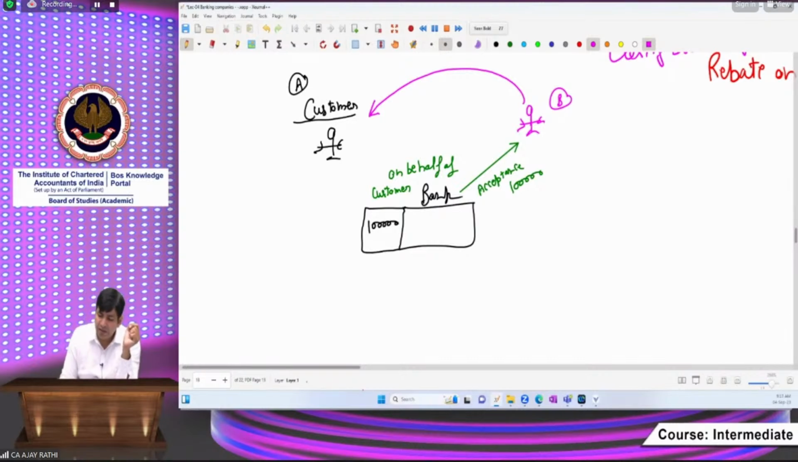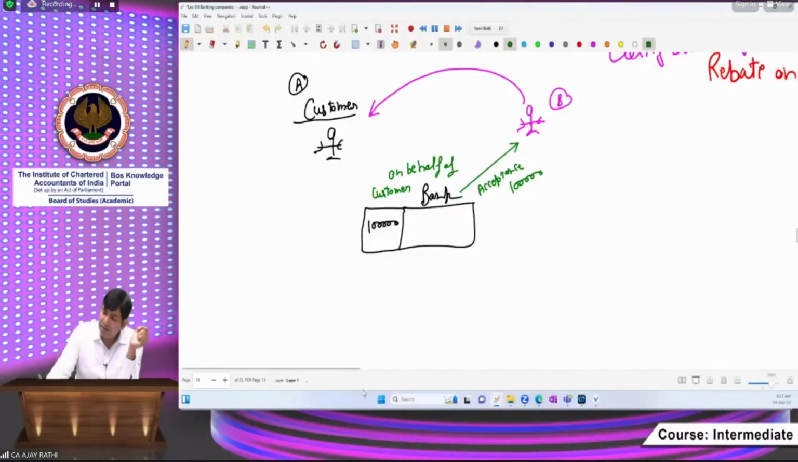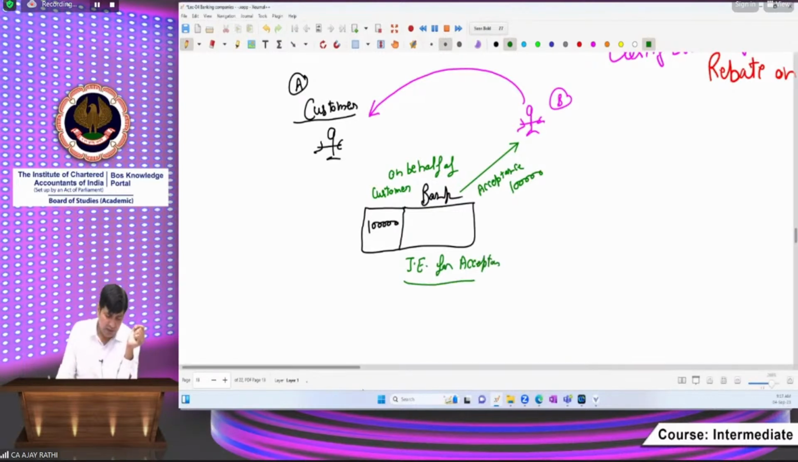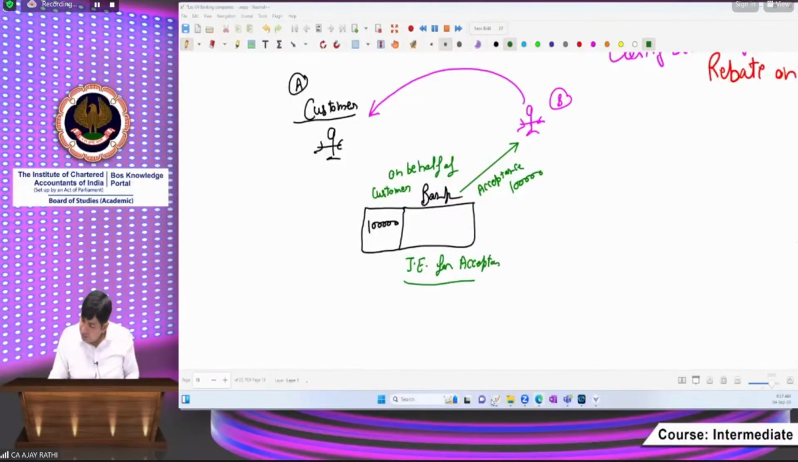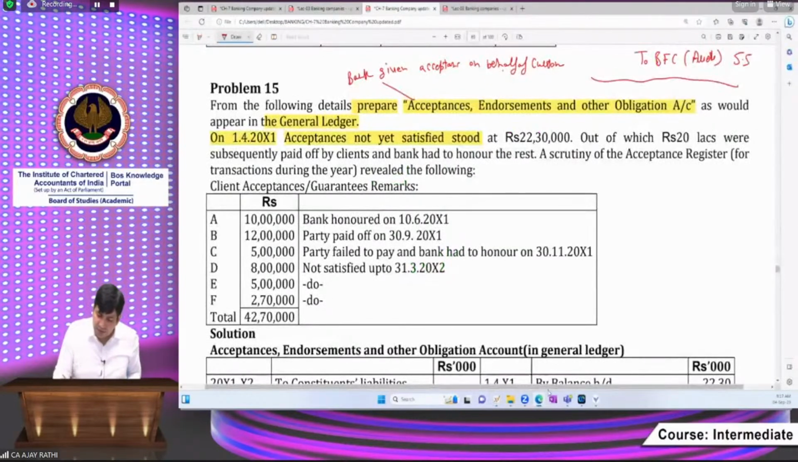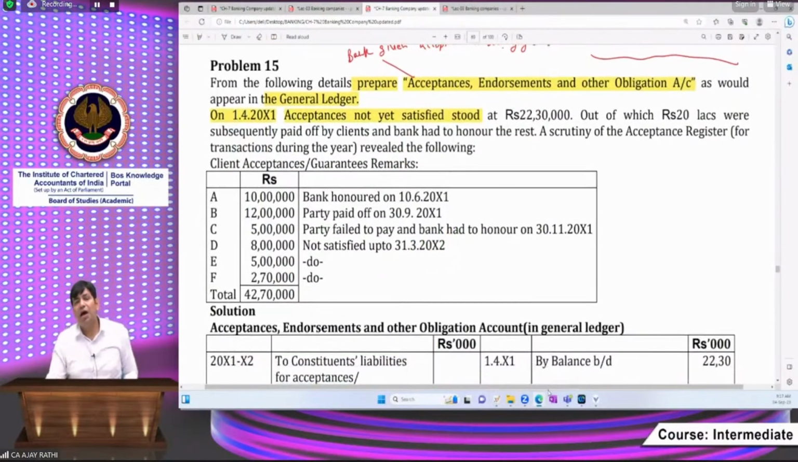Okay, beta. But what about the journal entries? What about the journal entries for the acceptance? All of these. Okay, beta, that is the part of this question. The bank has to maintain how much amount has been given as a guarantee, as an acceptance, etc., and how much amount is remaining.